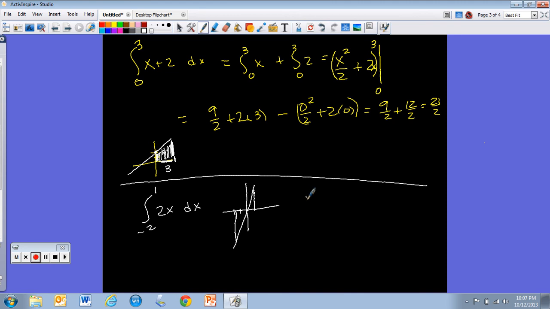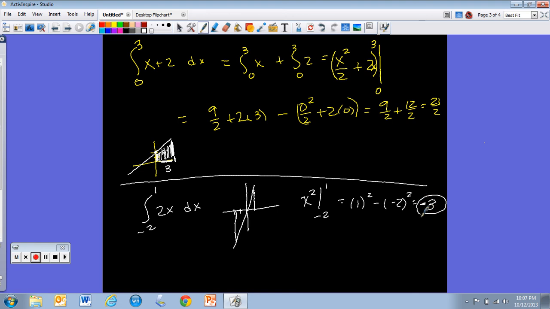The integral of 2x is just x squared. Well, and that's it, just x squared. So it's just this parabola, and we're going from -2 to 1. So what we're supposed to do is plug in the 1 and square it, and then minus, plug in the -2 and square it, okay? And what do we get here? We get 1 minus 4, which is -3.